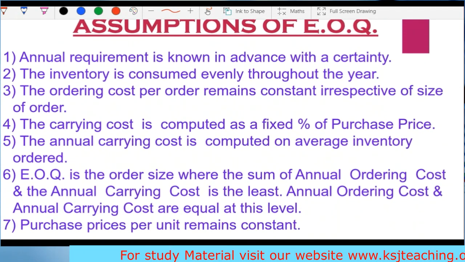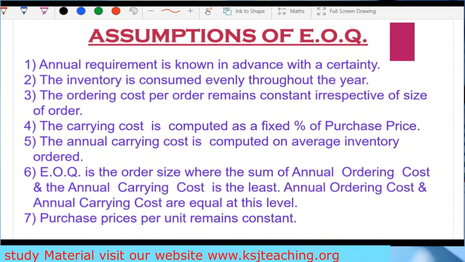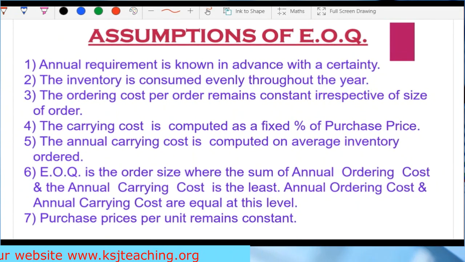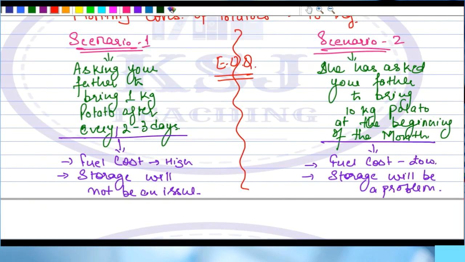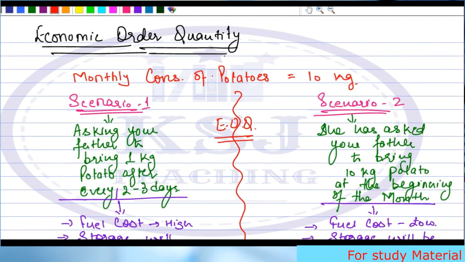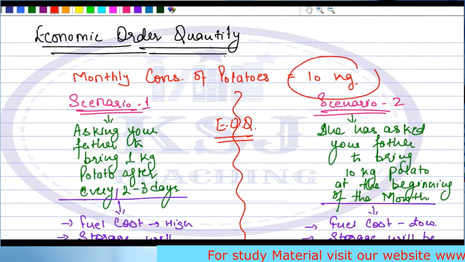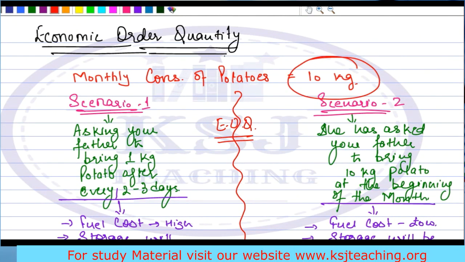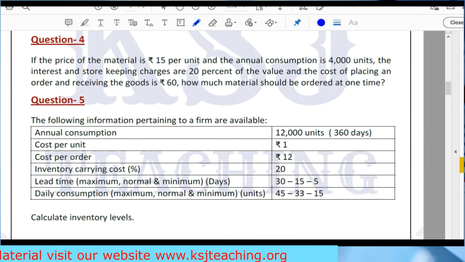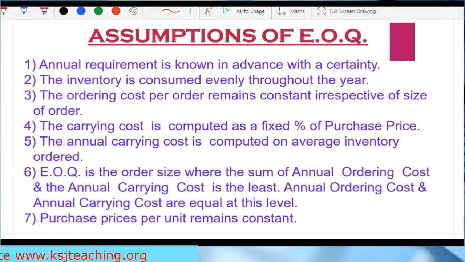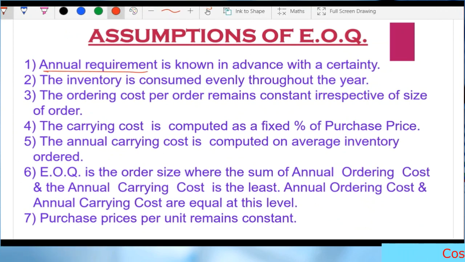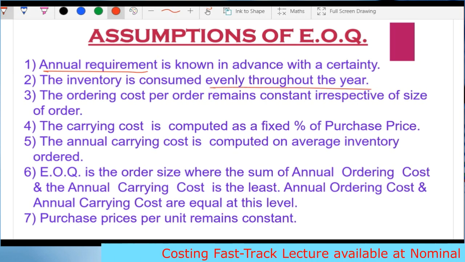Okay. What are the assumptions of the EOQ? There are a few assumptions related to EOQ. Annual requirement is known in advance with certainty. Like I told you, your mother knows how much is the monthly consumption, 10 kg. So this 10 kg is known in advance with certainty. This is an assumption of EOQ, right? That the business knows what is my annual requirement. The word used is annual requirement, okay? The inventory is consumed evenly throughout the year, right?